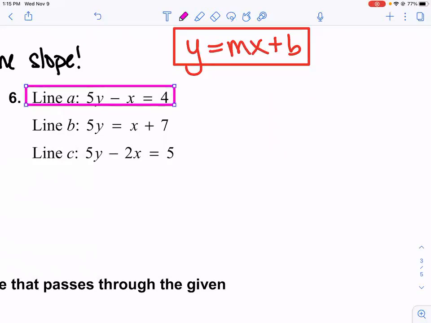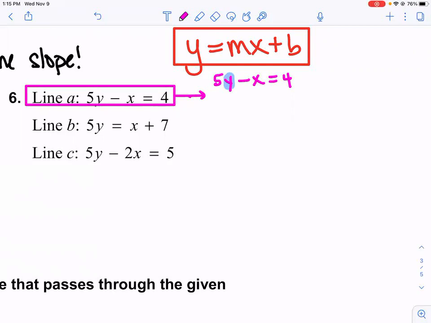Line A is 5y minus x equals 4. If I need the slope, I need this to look like y equals mx plus b. So we need to solve for y. Flashback to chapter 1. Literal equations. Here we are. How do I get y by itself? What do I need to do first?